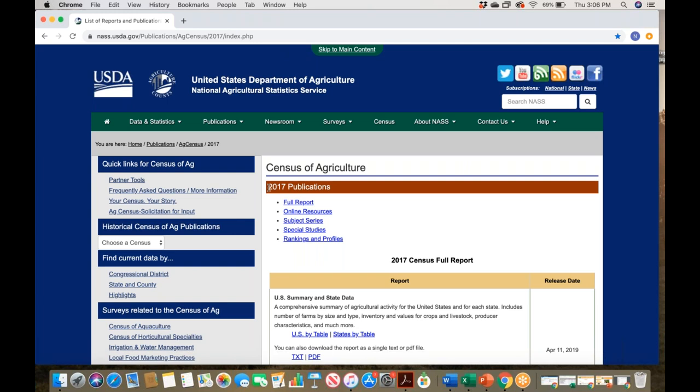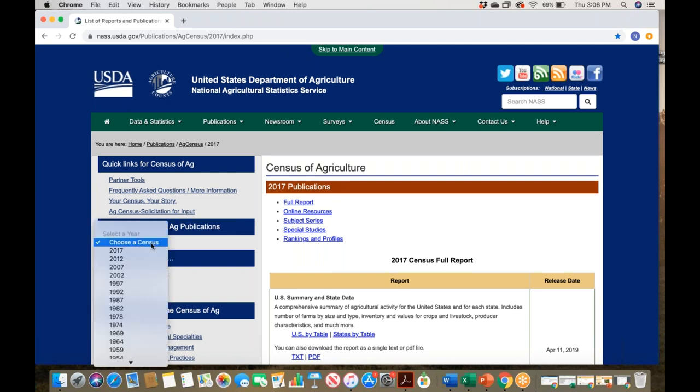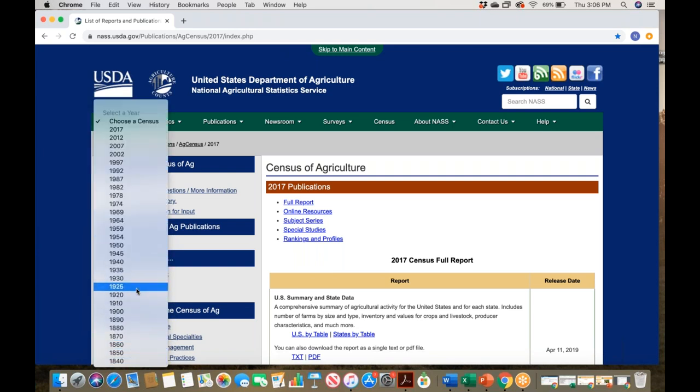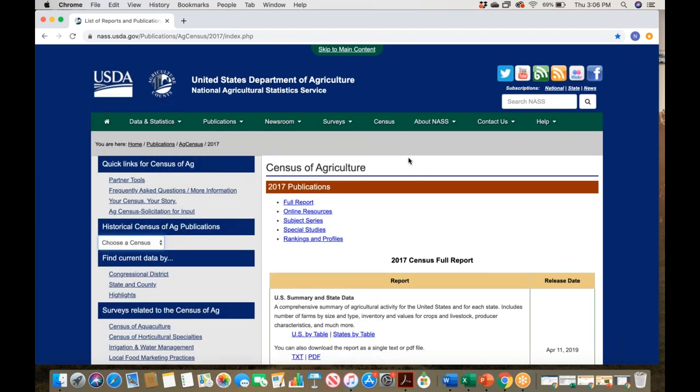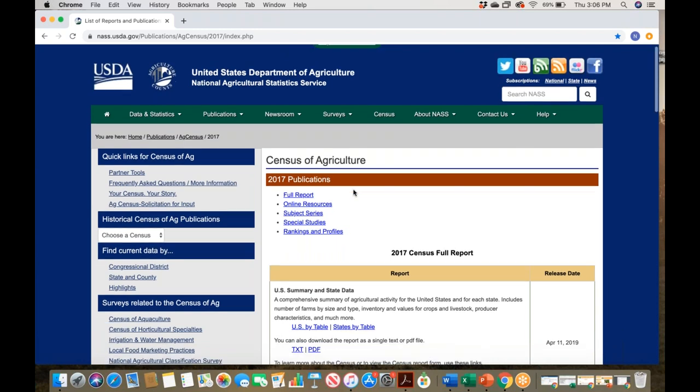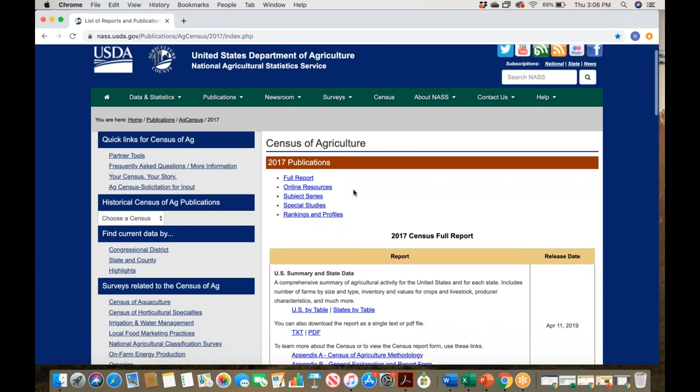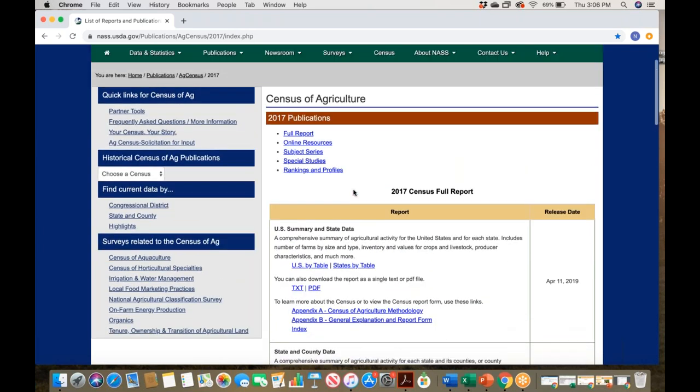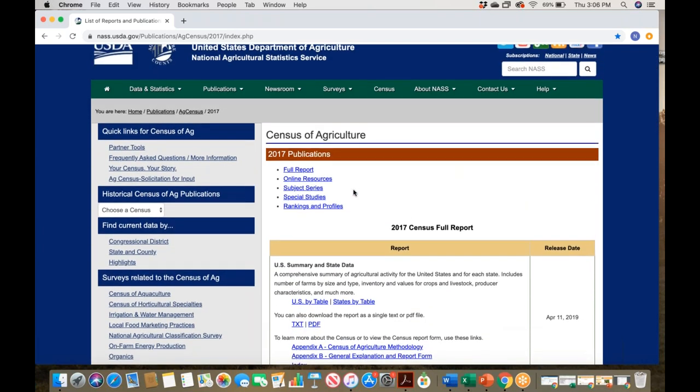Here we are in 2017 publications. First, I'll point out one thing here. You can choose a different year. And this goes all the way back to 1840. I haven't gone to the 1840 to see what's there, but maybe you should if you're interested in that. But we're going to stick with 2017 for the purposes of this demonstration. Everything you need is on this one page, so you might even want to star it so that you can get back to it.